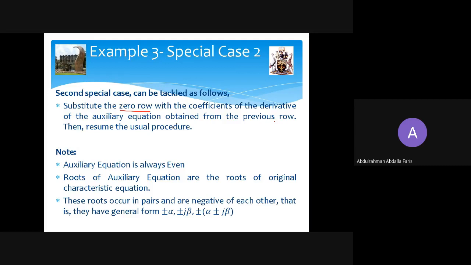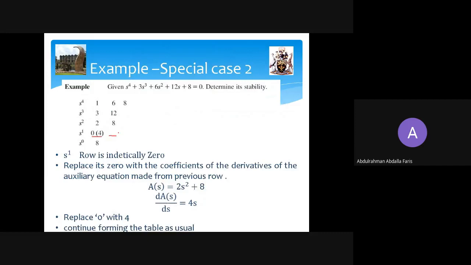So what it's saying is, if we have zero here and that's zero, you get the derivative of the auxiliary equation above it. So this is the zero row. Above it, we have that. So the auxiliary equation is actually, I can say A S squared, see this? This is 2. And the next one is just a constant. So you take the derivative of this, you'll have 4s. So this is power 1, you replace that with 4. So you have 4, and proceed.